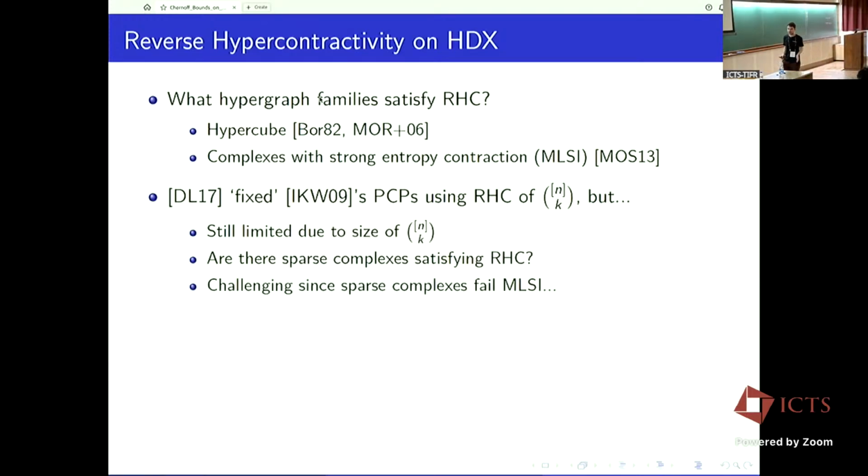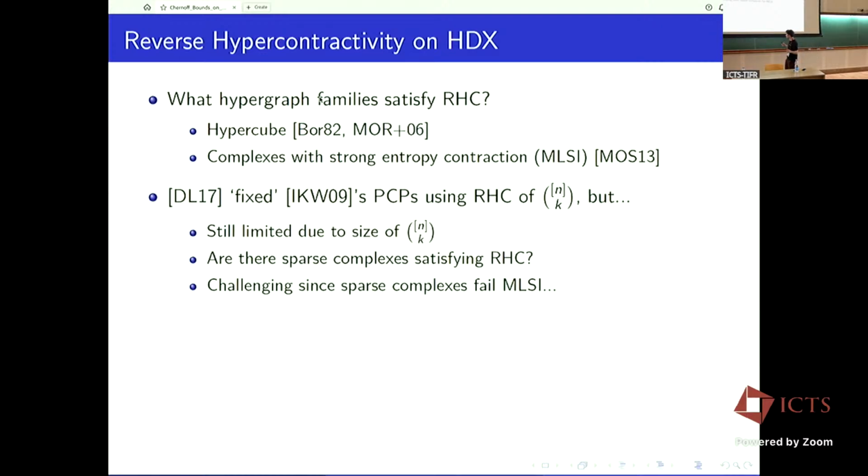This seems much, much more challenging because entropy contraction, modified log Sobolev inequalities, these are very, very powerful inequalities that somehow inherently cannot hold on sparse complexes. I'm not going to go deeply into it, but MLSI, for instance, implies that the random walk corresponding to the down-up walk mixes in time like log n, and on a bounded degree object, you cannot mix faster than log n. So it's not possible to have bounded modified log Sobolev or these strong functional inequalities on bounded degree complexes. This seems like a little bit of a problem.